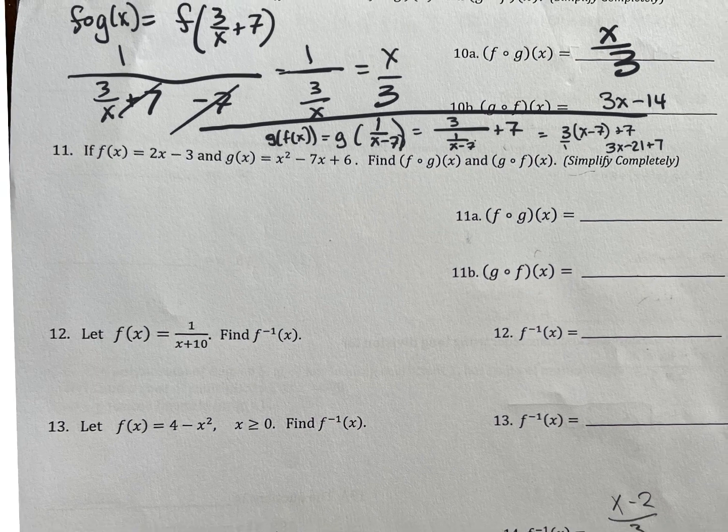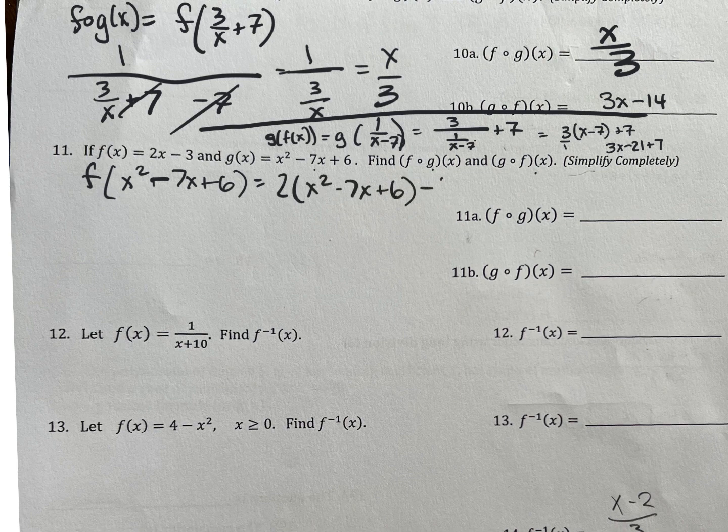Okay. If f of x equals this, and g of x equals this, then it wants us to, again, find our composition functions. So, all right, f of g of x. f of x squared minus 7x plus 6, which is equal to 2 times x squared minus 7x plus 6 minus 3, 2x squared minus 14x plus 12 minus 3, 2x squared minus 14x plus 9.